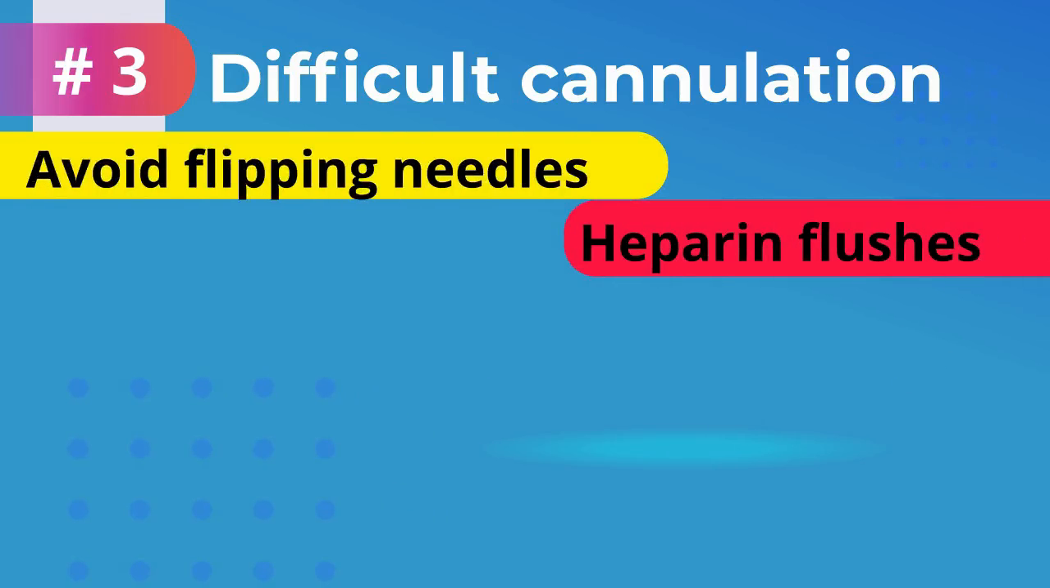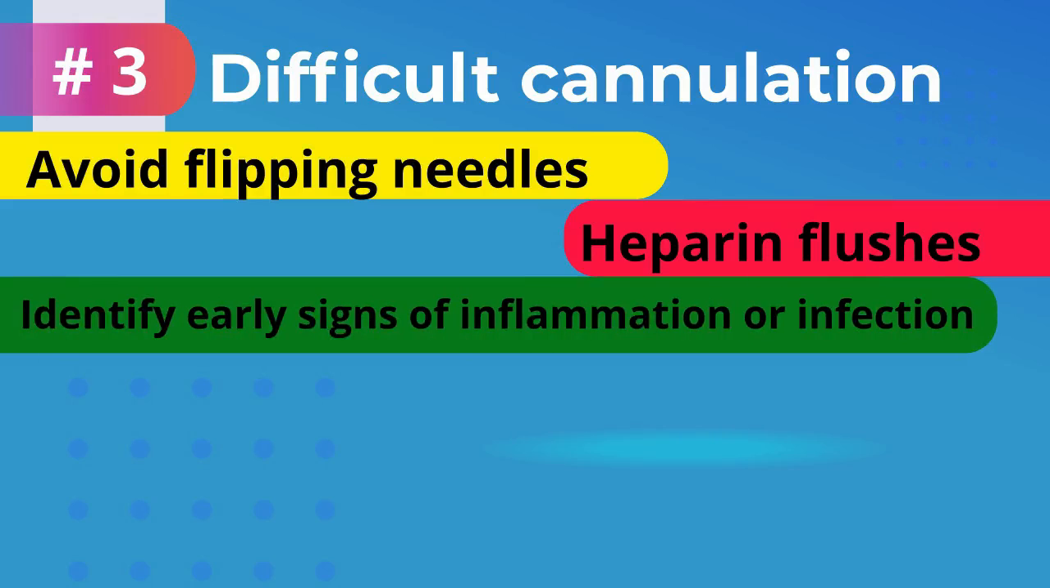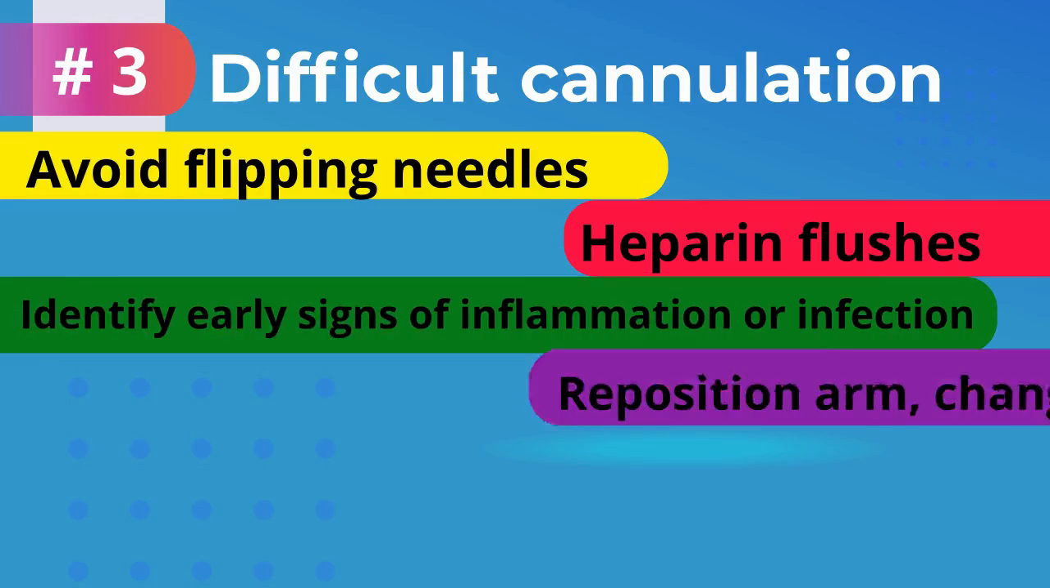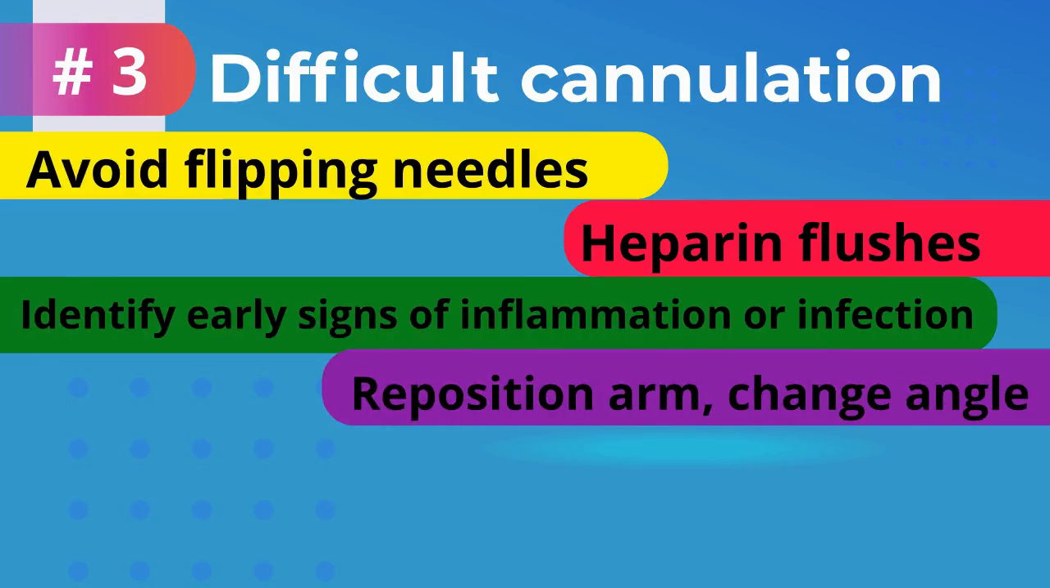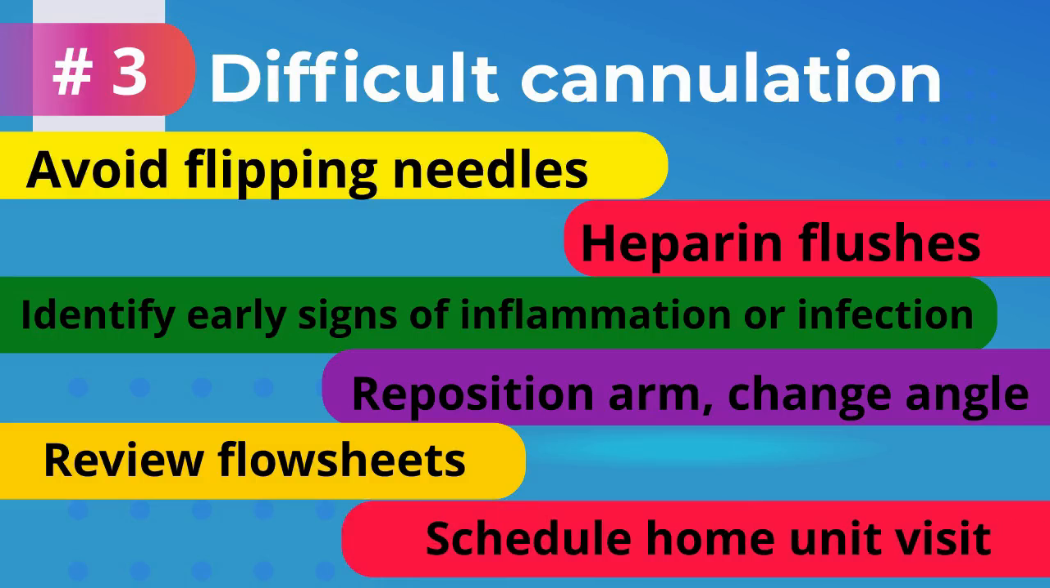Heparin locks or flushes are used to ensure patency of the access during temporary cannulation difficulties. They are taught to identify early signs of inflammation or infection at access site. If they are having difficulty cannulating the access, they can reposition the arm, change the angle, or slightly rotate the cannula. It is important to review flow rates and venous and arterial pressure to rule out stenosis or thrombosis. The home hemodialysis unit visit should be scheduled to review cannulation technique and evaluate the access site.